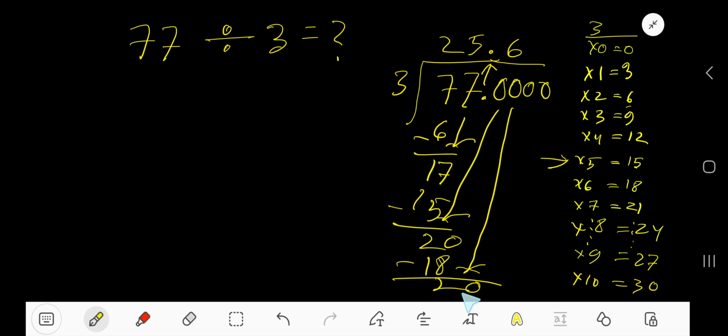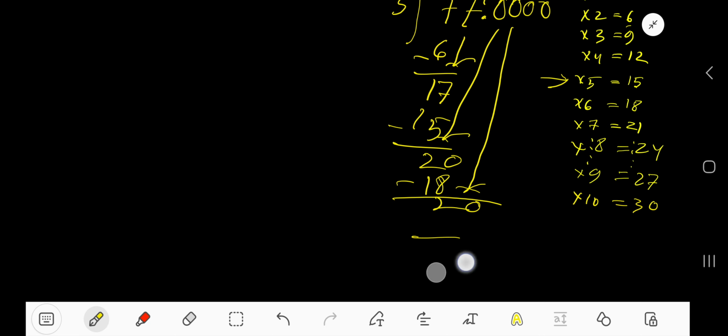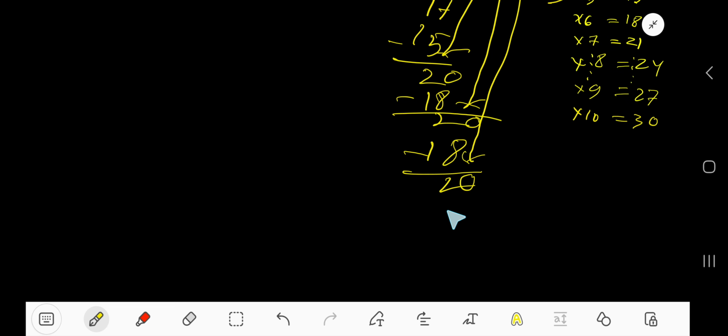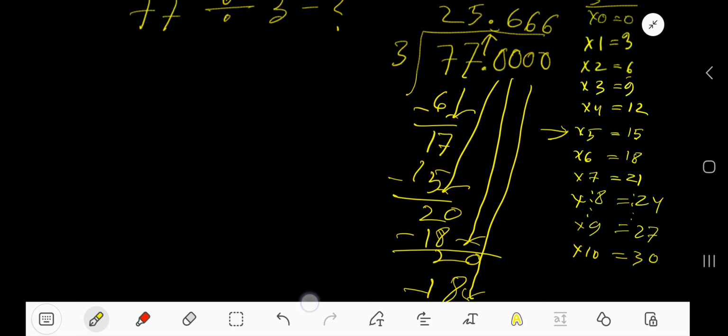3 goes into 20 how many times? Again 6 times. 6 times 3 is 18. Subtract, get 2. You can bring down more zeros. 3 goes into 20 again 6 times. 6 times 3 is 18. Subtract, get 2.